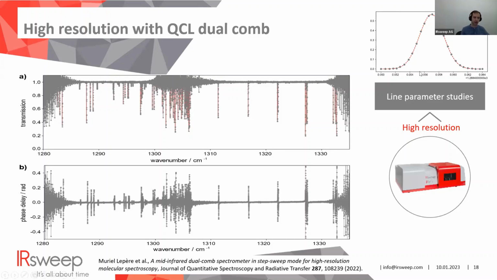Little side note, in dual-comb spectroscopy, typically we do not only measure the absorption, but we also measure the dispersion of the sample. So at the same time, we also get this dispersion spectrum where we can see this dispersion feature for each of the transitions.